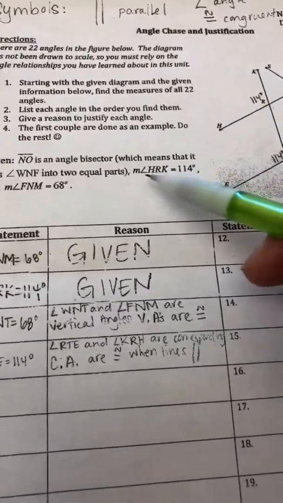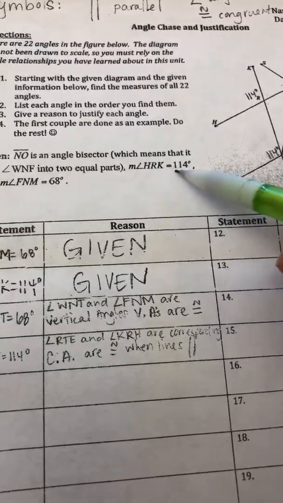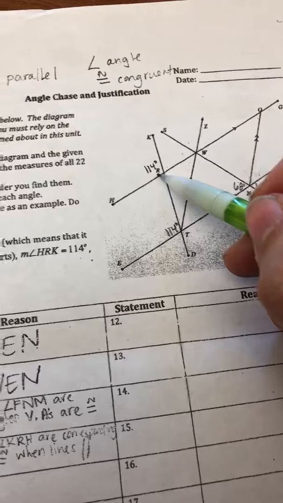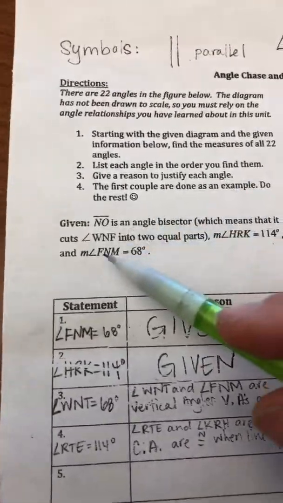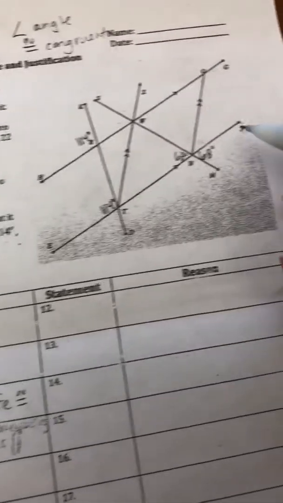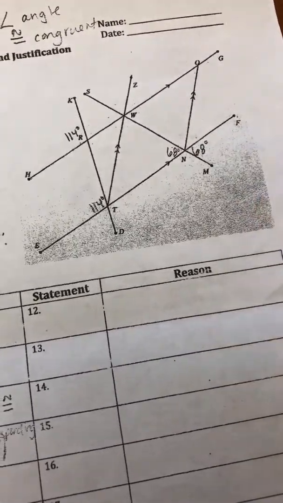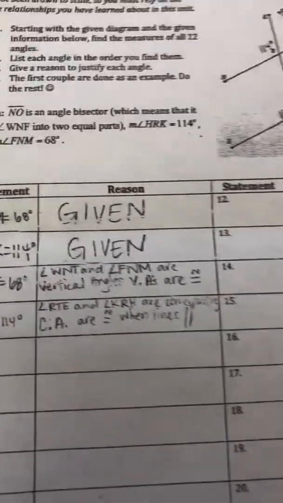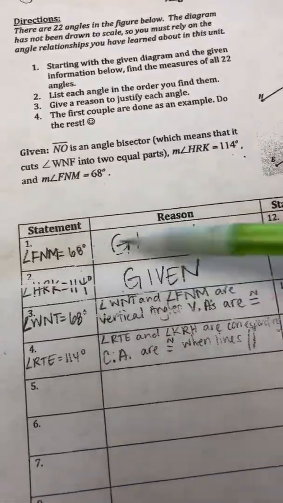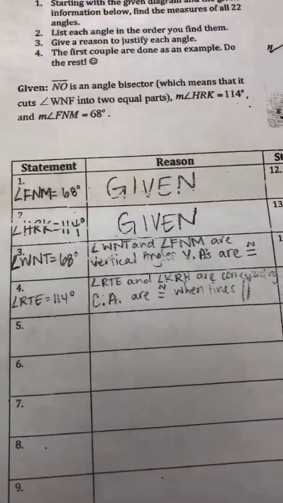Okay, the other thing we know is that the measurement of angle HRK is 114 degrees. I've already filled that in. And the measurement of FNM is 68 degrees. FNM, and I filled that one in too. Okay. So now if you're checking my work that I've given to you already, we always write our given information first, and the reason that it's true is that somebody handed it to us. It was given.